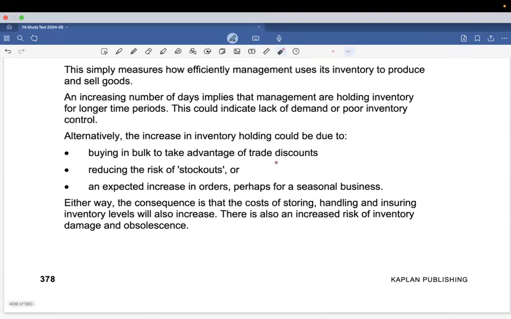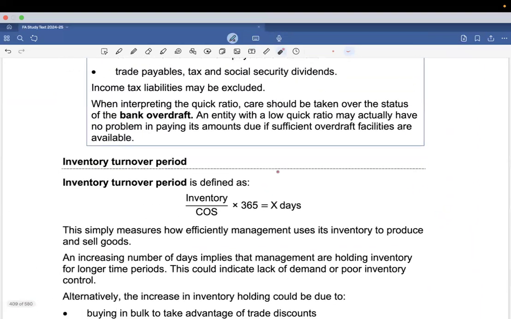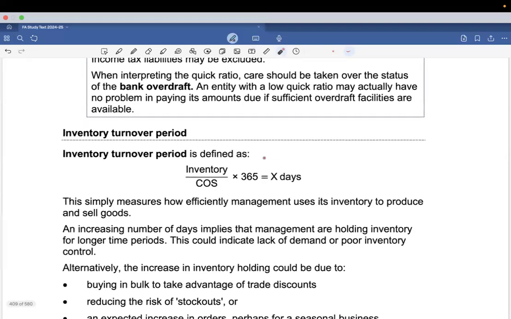Inventory days. Next one. Sorry, inventory turnover period. Listen to me carefully. Inventory doesn't convert easily, right? And on an average year, you have to find out how many days it takes for the inventory to be converted into sales.